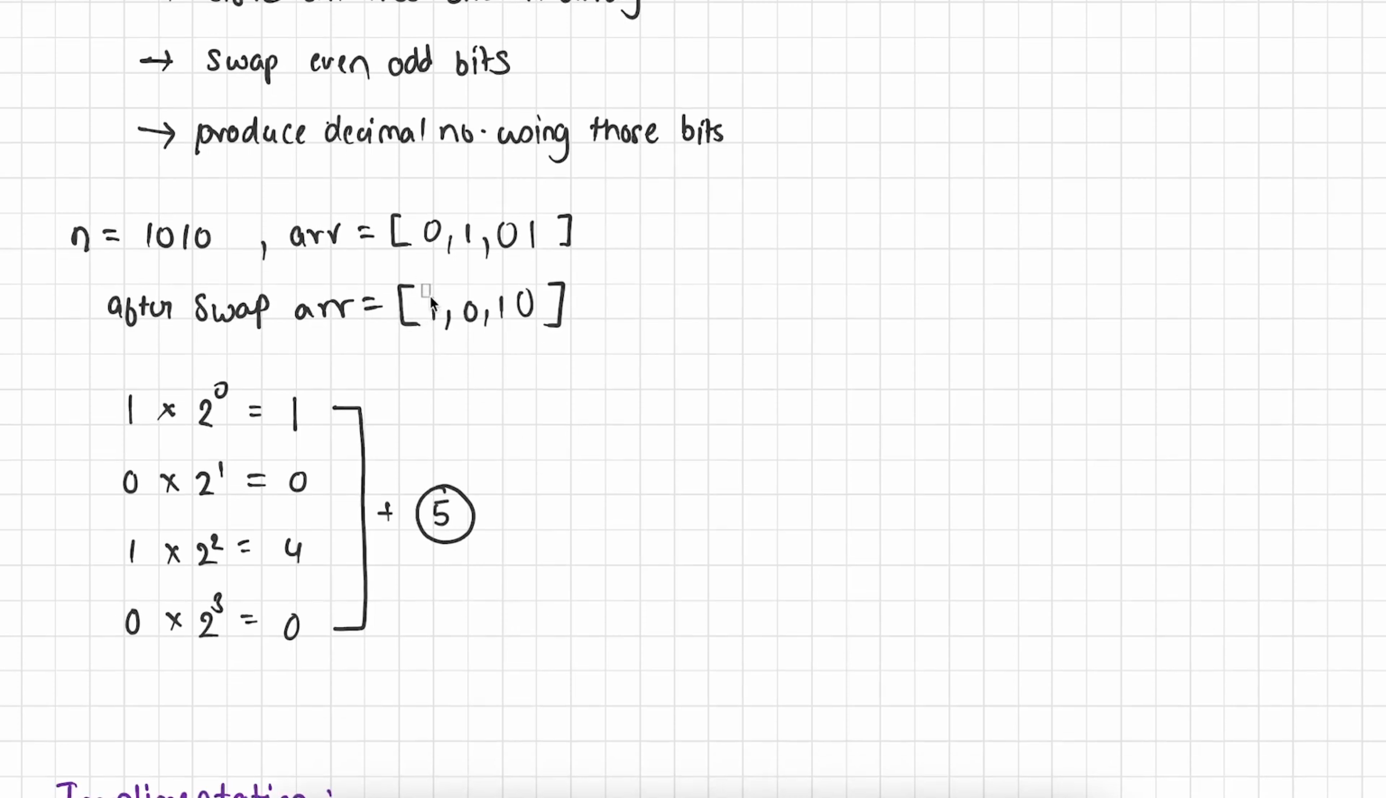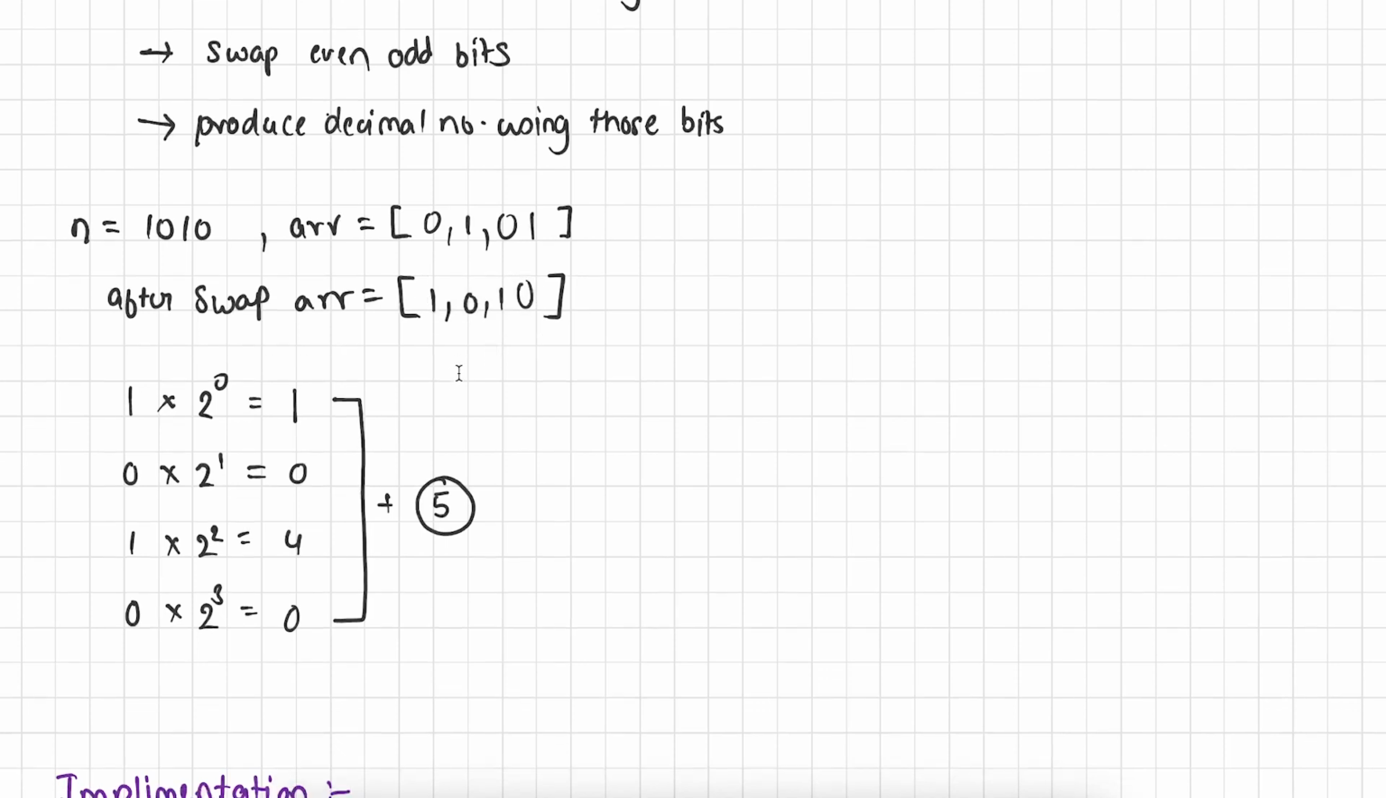Now we traverse all the elements in this array and multiply each with a power of 2, as we know that all the bits in a binary representation represent powers of 2. This bit represents 2 to the power 0, this bit represents 2 to the power 1, this bit represents 2 to the power 2, and so on. We read all the values from left to right and multiply each with a power of 2. So 1 into 2 to the power 0 is equal to 1, 0 into 2 to the power 1 is equal to 0, 1 into 2 to the power 2 is equal to 4, and 0 into 2 to the power 3 is equal to 0.